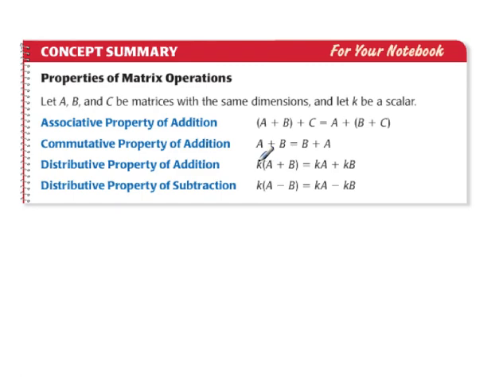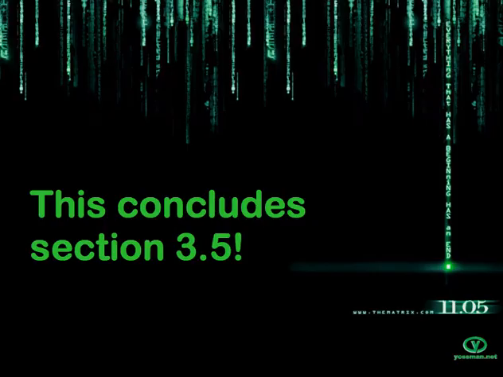If this k was a scalar, I could take k times a, and then I could take k times b, and then I could add them together. Or I could take the 2 matrices put together first and then do the scalar. But distributive property does work, and it also works for subtraction. So you could do the scalar multiplication first and then subtract the 2 matrices that are left over. And that concludes section 3.5.